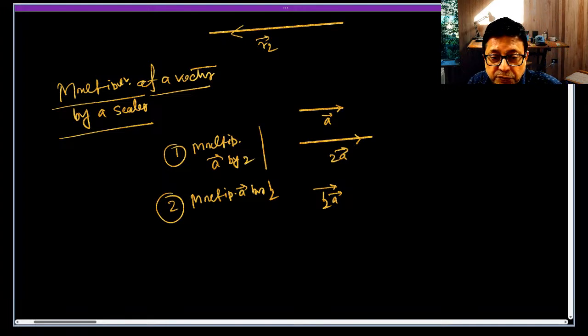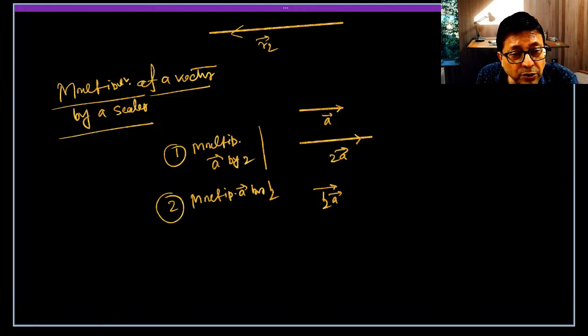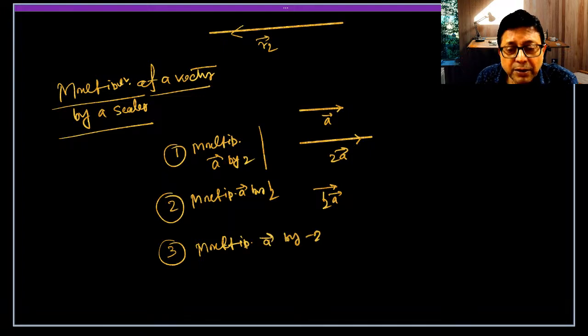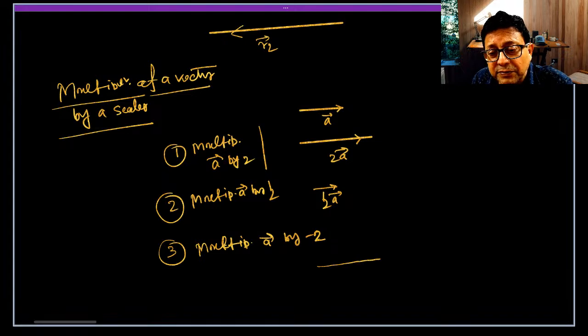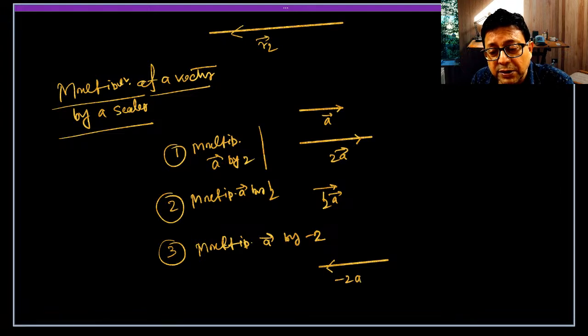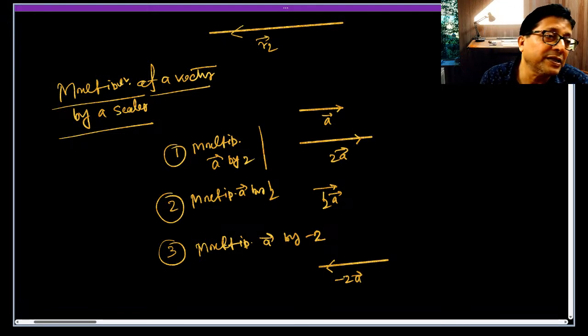Okay? We can multiply this by a constant. Suppose you are multiplying A by minus 2. What do you get? We get minus 2A. But minus 2A has double the magnitude of vector A, but its direction will be different. This is minus 2A. Clear?